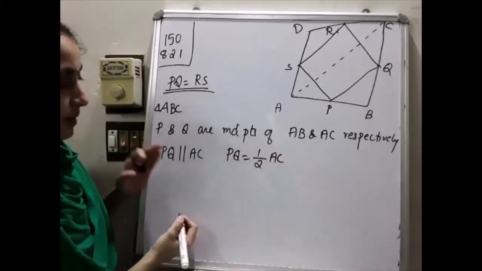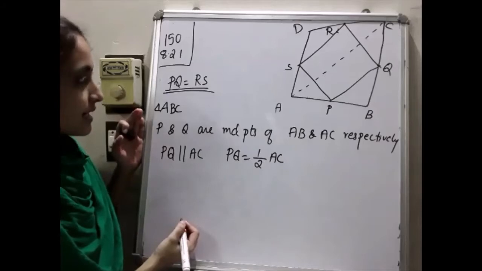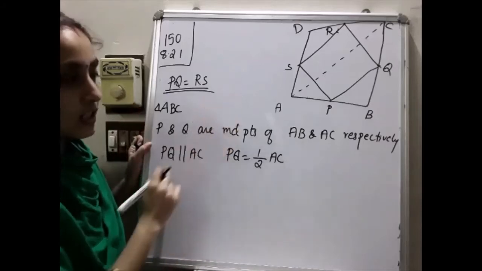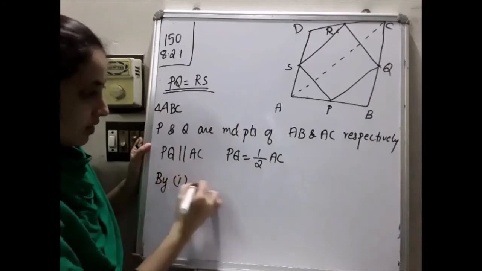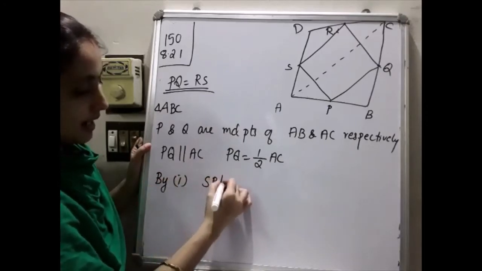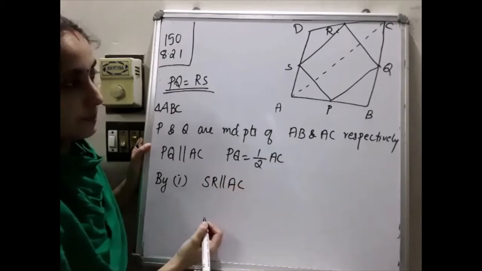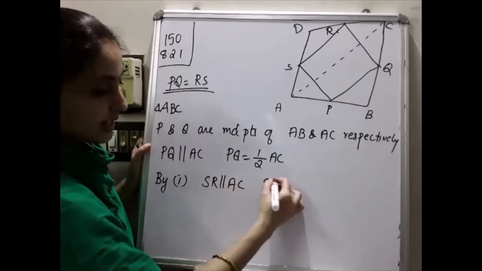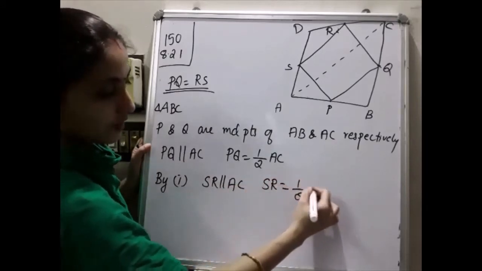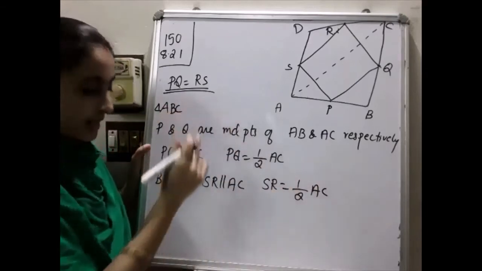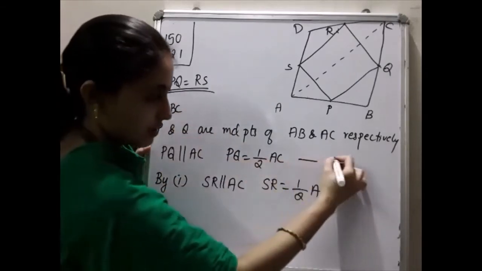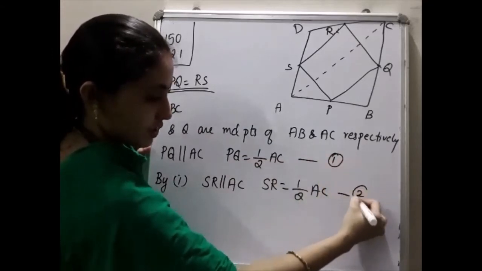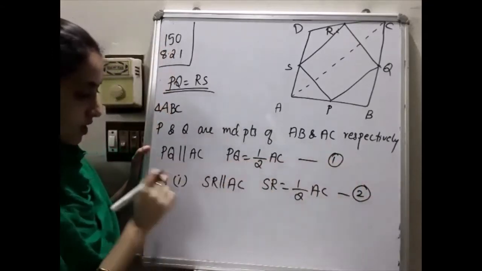Clear? But what does the first part say? By the first part, we can write SR is parallel to AC, and also SR is equal to half AC. That we also proved in the first part. This is equation number 1, and this is equation number 2. While comparing these two equations, what did we get?